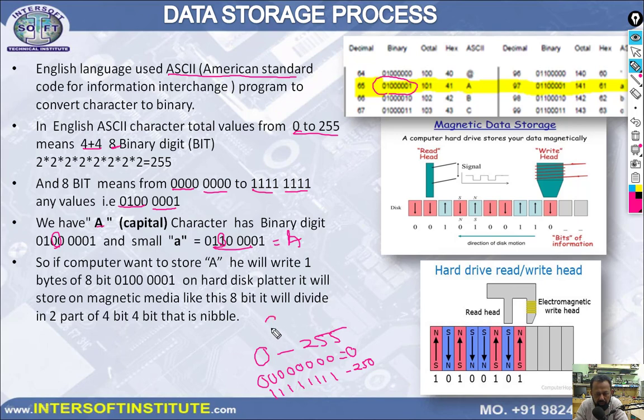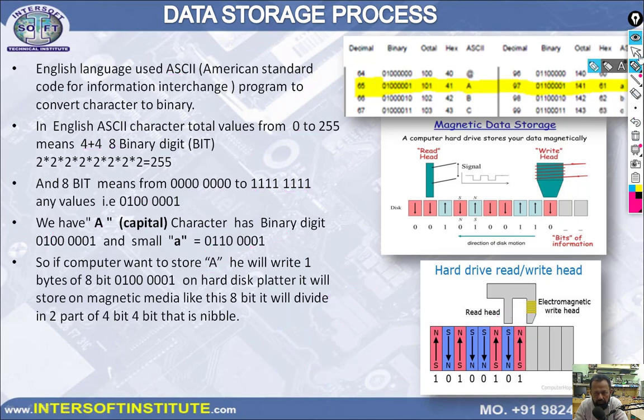Now how will it store in my file? It will look like this, capital A. If the computer wants to store A, it will write 1 byte of 8 bits, like 0 1 0 0 0 0 0 1, on the hard disk platter. It will be stored on the magnetic media like this, 8 bits. It will divide into 2 parts, 4 bits and 4 bits. Here is your magnetic head, one to read and one to write. It will read the data and write the data, whatever the storage. There are 2 types of head in the platter. So how will it work?